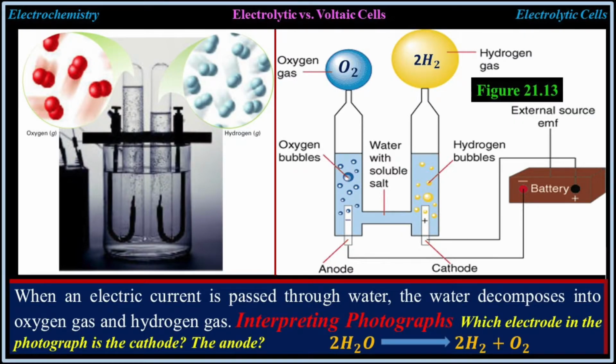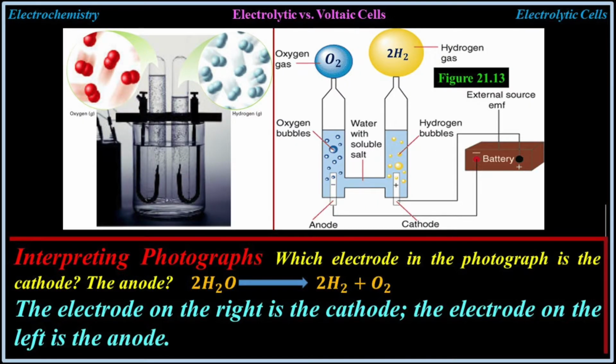Figure 21.13. When an electric current is passed through water, the water decomposes into oxygen gas and hydrogen gas. Interpreting photographs: which electrode in the photograph is the cathode, and which is the anode? And there is the equation: 2 moles of water yields 2 moles of hydrogen plus 1 mole of oxygen. The electrode on the right is the cathode, and the electrode on the left is the anode.